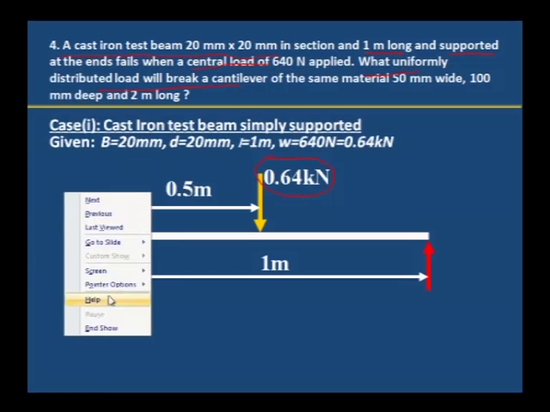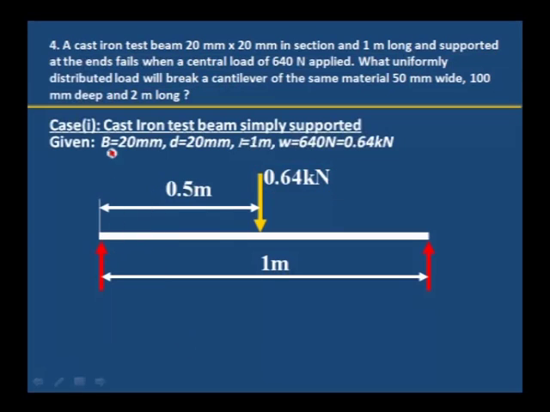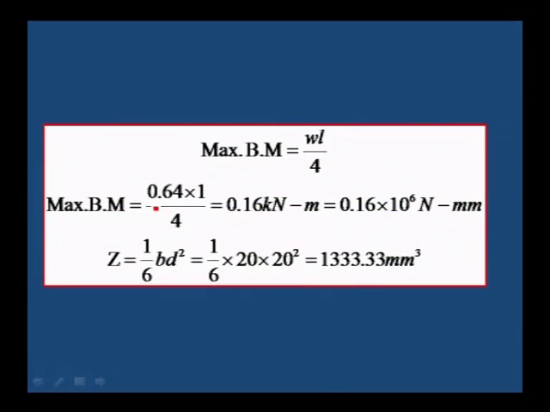The first case is a cast iron beam, simply supported. Given is the breadth of the beam 20 mm, depth of the beam 20 mm, span 1 meter, and W is 0.64 kilonewton. For a simply supported beam carrying a central point load, the maximum bending moment is WL by 4. Therefore, the maximum bending moment is 0.64 into 1 meter divided by 4, that is 0.16 kilonewton meter. Converting into Newton mm, it is 0.16 into 10 to the power of 6 Newton mm.